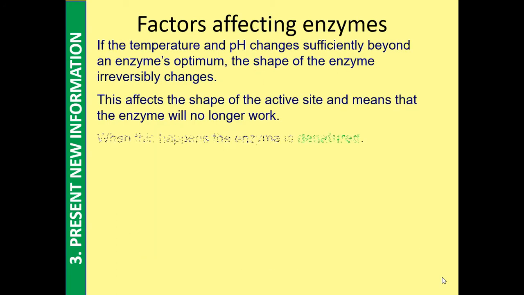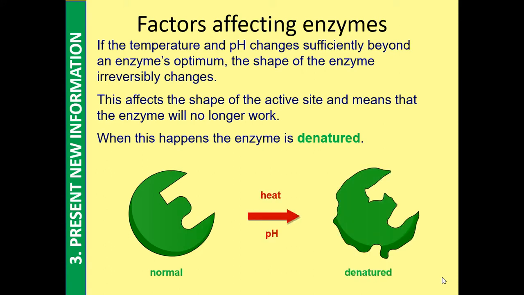So factors that affect how enzymes work. Extreme temperature, so heat, not low temperature, just high temperature, and extremes of pH can damage the enzymes. We say that the enzymes have denatured. Do not say that they die. Enzymes denature. And basically it means that they change shape, which is irreversible, and the shape of the active site changes.